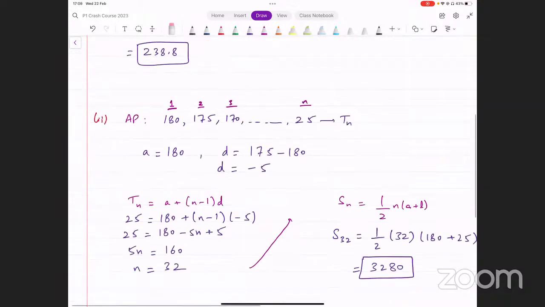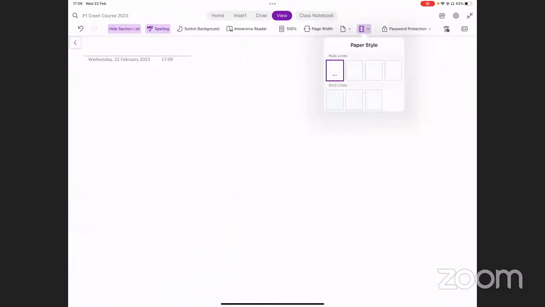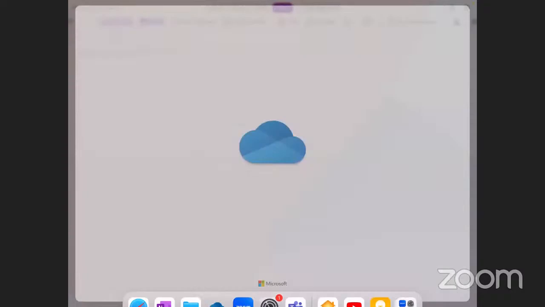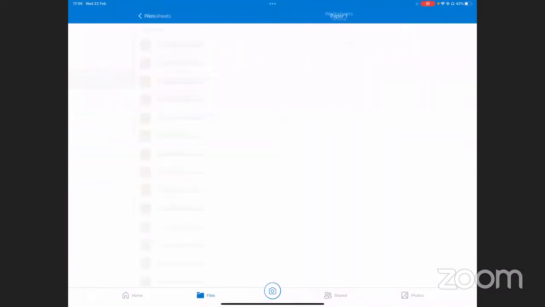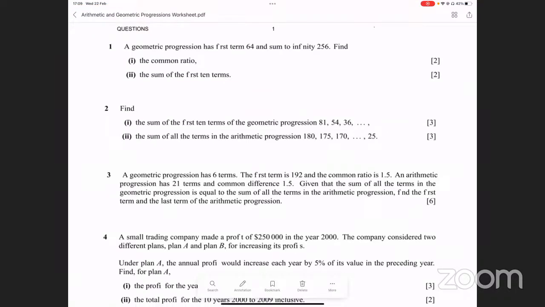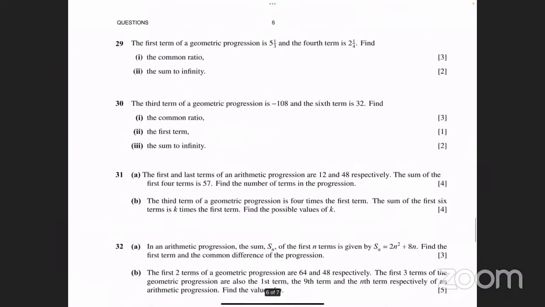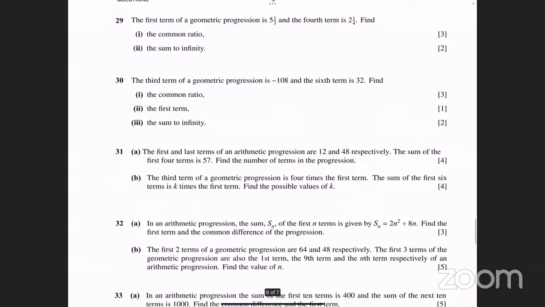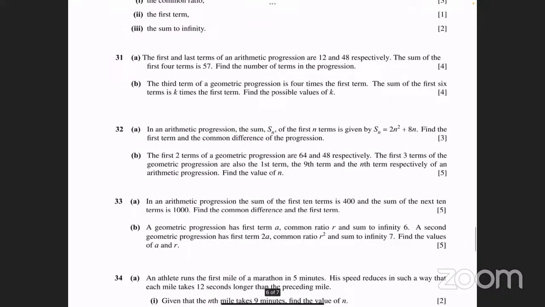Okay, now let's look at another problem. Let's make this difficulty level slightly higher. Open the worksheet. Paper 1, AP, GP. Make sure that you are practicing questions from the worksheet as well. Let's try this question. Question number 31 from the worksheet. Let's try this.